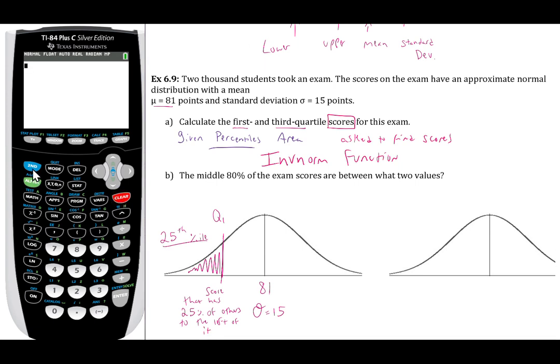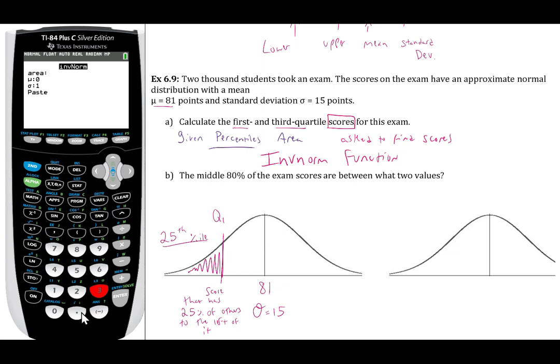So since we're trying to find the value, the score, we're going to use the inverse norm function. The area to the left, again, in my particular calculator, I'm not able to choose left, right, or center. In some calculators, the newer ones, you're able to choose left, right, center. In mine, I'm not able to.